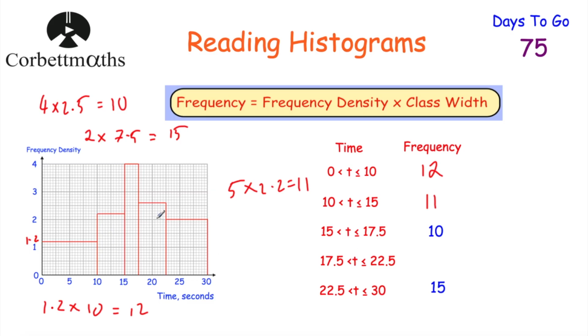And finally, for this bar here, 17.5 to 22.5, the class width is 5, it's 5 wide. The frequency density is 2.6. So if we do 5 multiplied by 2.6, that's equal to 13. That means the frequency for that bar would be 13. So we found the frequency for each of these categories, and that's it. Using frequency density times class width helps us find the frequencies.